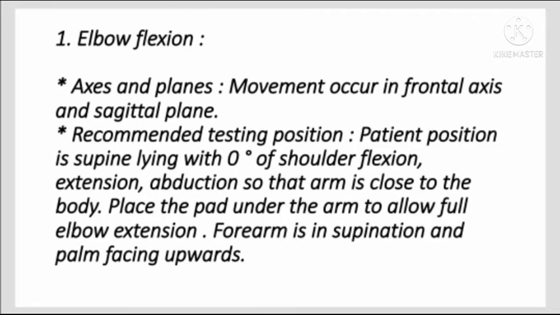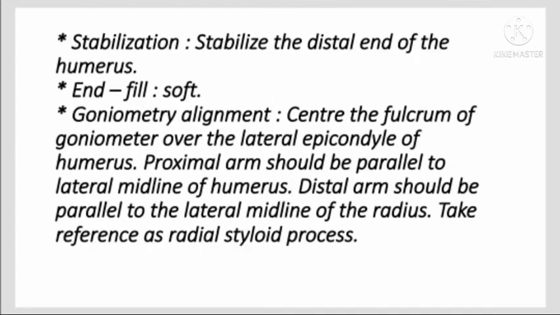Elbow flexion, axis and plane: movement occurs in the frontal axis and sagittal plane. Recommended testing position: patient position is supine lying with 0 degrees of shoulder flexion, extension and abduction so that the arm is close to the body. Place the pad under the arm to allow full elbow extension. Forearm is in supination and palm is facing upwards.